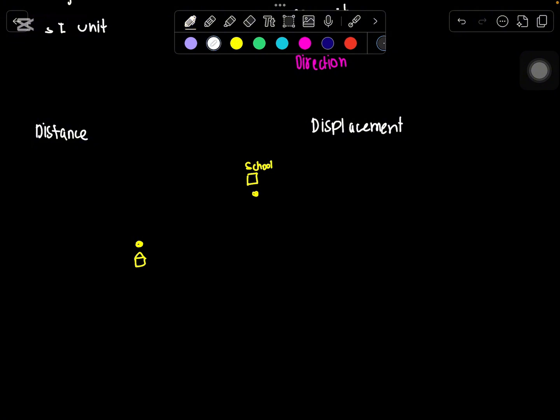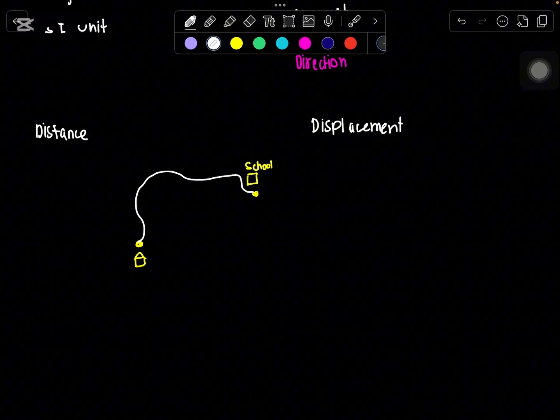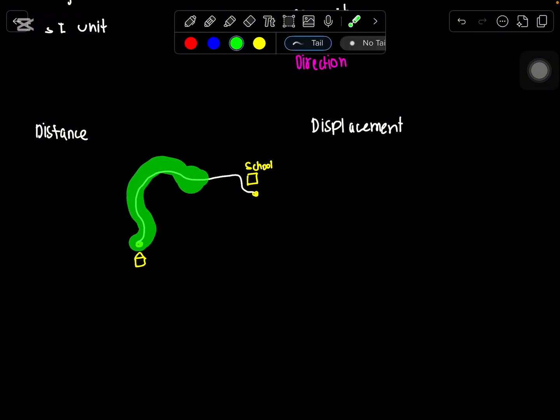So you go from your house to the school, and maybe the path from your house to school is this curvy path drawn with white pen. So this total length that you will cover to move from your house to the school is your distance. So the total length covered by a moving object, regardless of its direction, is the distance.